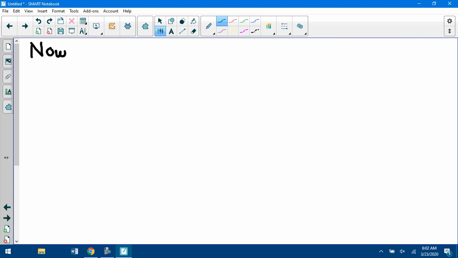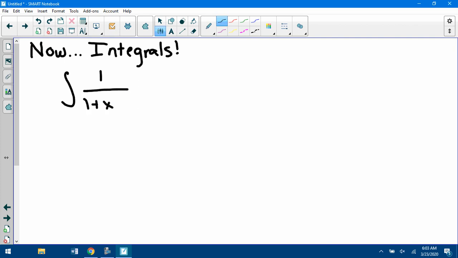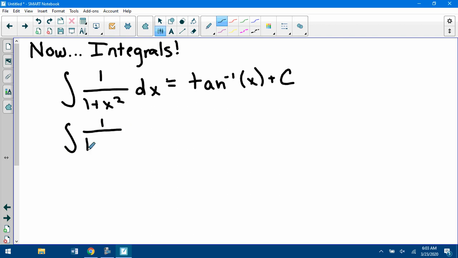And now, integrals. So integrals, again, like with sine inverse, it's not integral of tan inverse, it's integrals involving tan inverse. So when you see the integral of 1 over 1 plus x squared dx, that's going to be equal to tan inverse of x plus c. Or if there's stuff, the integral of 1 over 1 plus stuff squared d stuff would be tan inverse of stuff plus c.